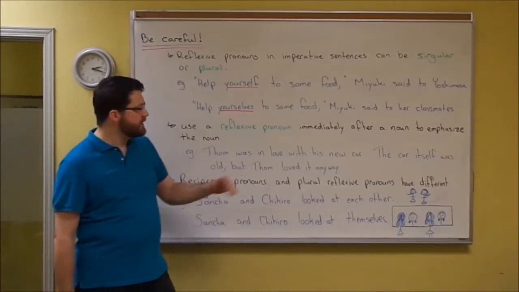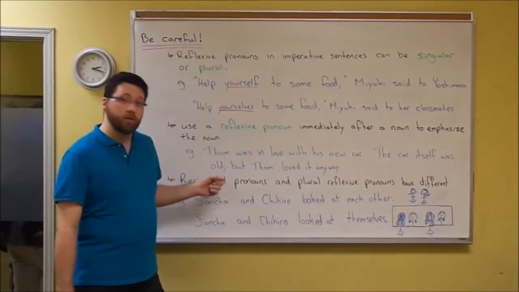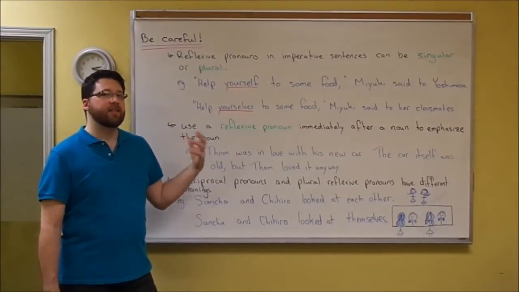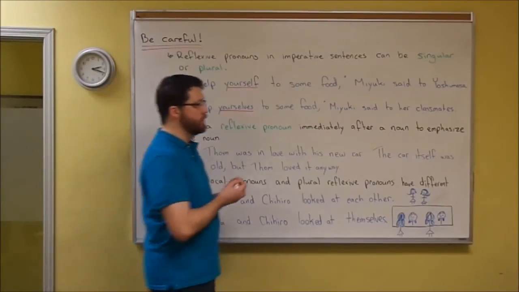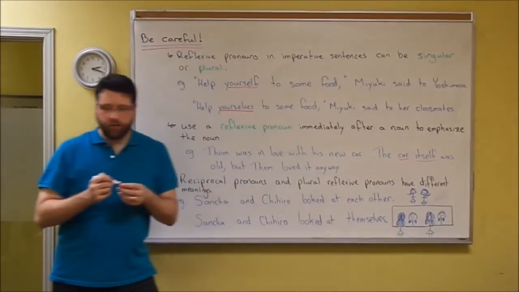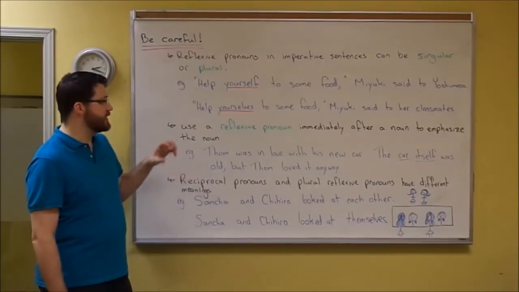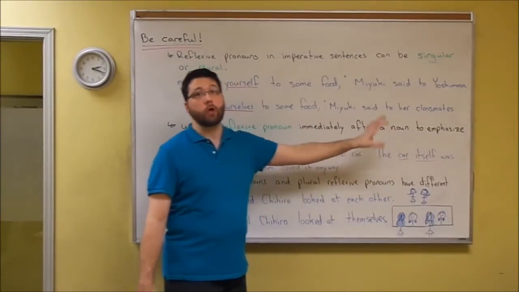In this example, it seems strange to say new and old to describe the car. But this is an example where Tom has bought a used car. So we use itself directly after car to emphasize that there's something unusual about this car and to bring attention to car.